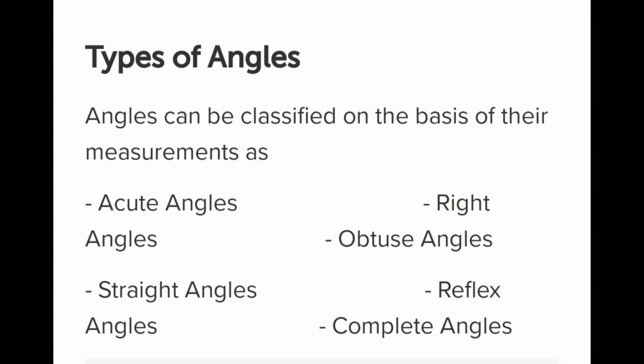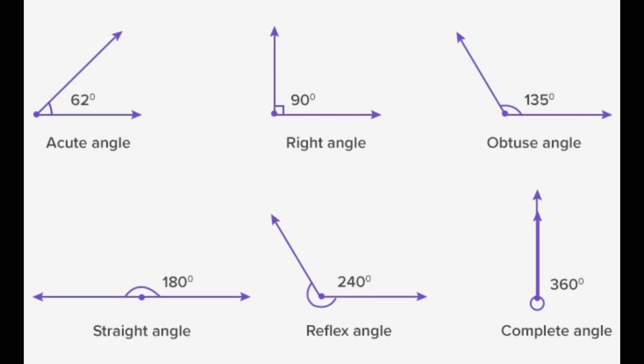So, types of angles. Angles can be classified on the basis of their measurement as acute angle, right angle, obtuse angle, straight angle, reflex angle, and complete angle. In the example, I will explain how to recognize the type of angle. The angle which is less than 90 degrees and more than 0 degrees is called an acute angle. You can see in the figure 62 degrees, which is less than 90 degrees and more than 0 degrees. So such an angle is called an acute angle.